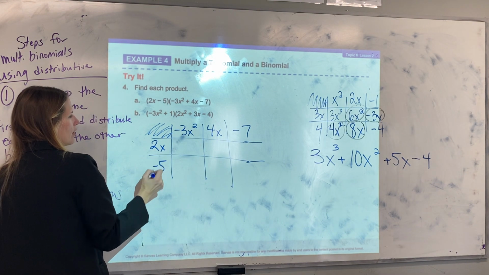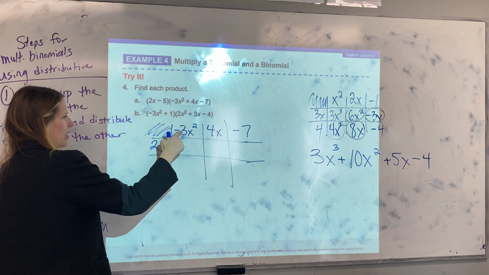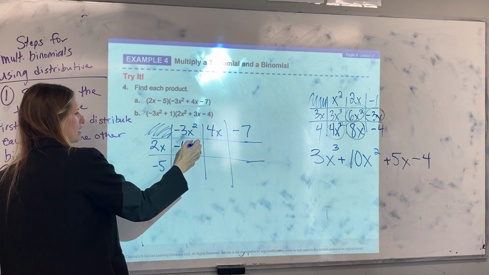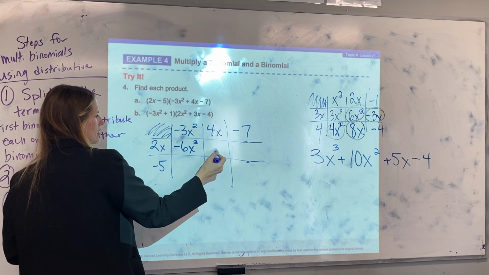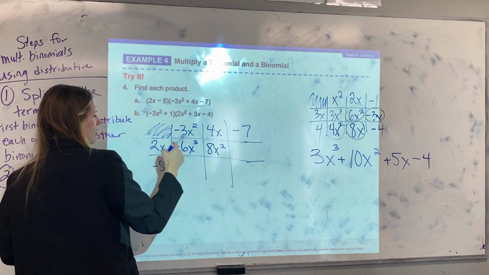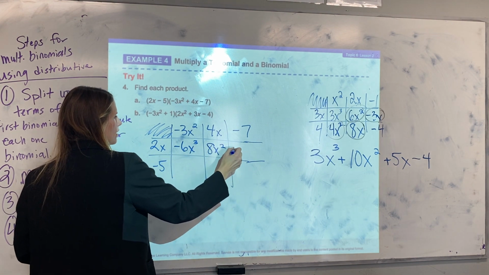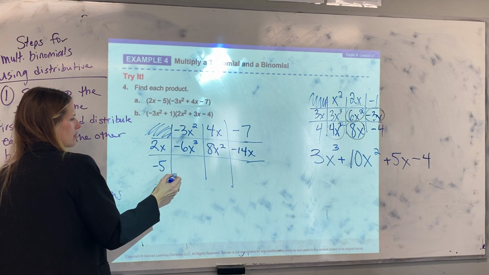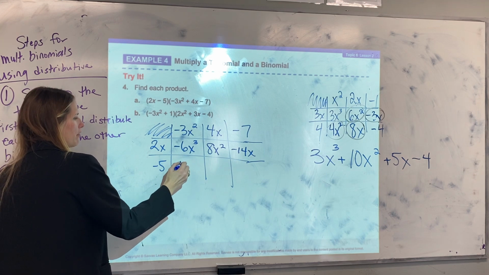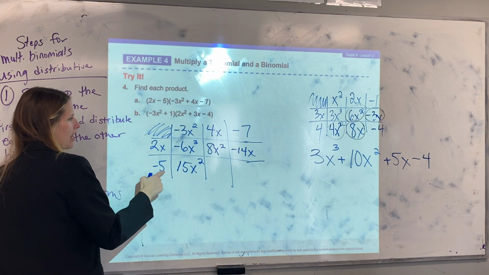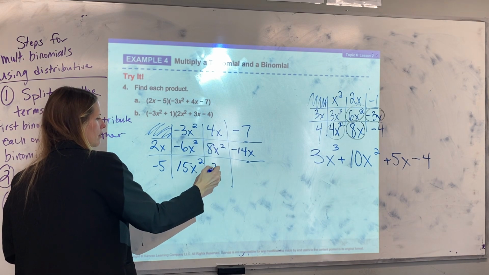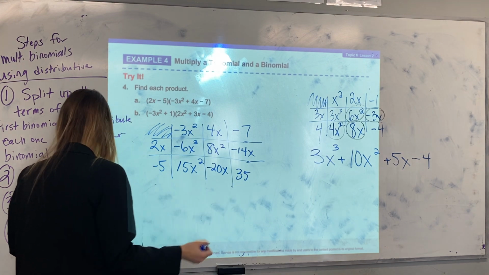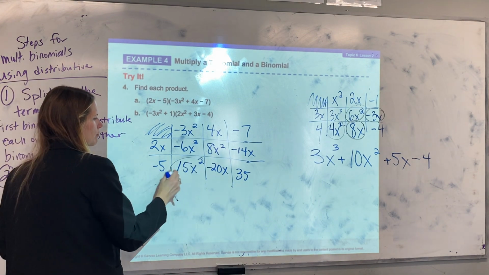2x minus 5. So then we multiply and we get what? 2x times negative 3x squared is? Negative 6x cubed. 2x times 4x is? 8x squared. 2x times negative 7 is? Negative 14x. Negative 5 times negative 3x squared is? 15x squared. Negative 5 times 4x is? Negative 20x. Negative 5 times negative 7 is? 35. Then we just take a look and see what terms can be combined.